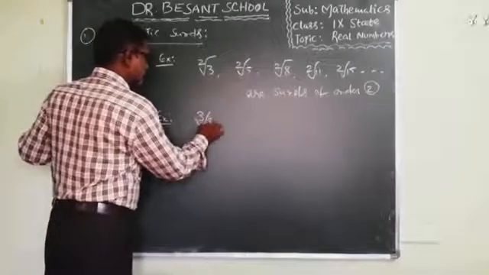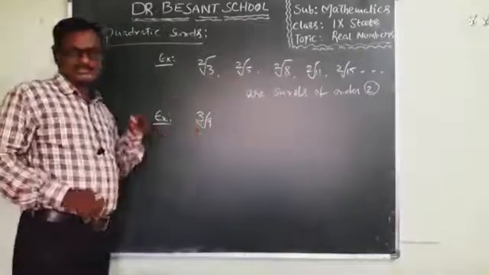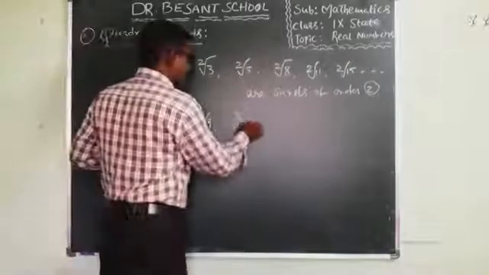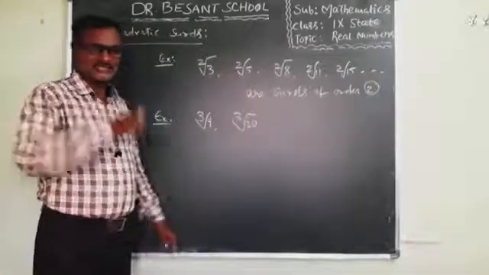Cube root of 9. 9 cannot be written as the third power of some rational number. So it is a surd. Again, cube root of 20. 20 cannot be written as the third power of a rational number. So it is a surd.